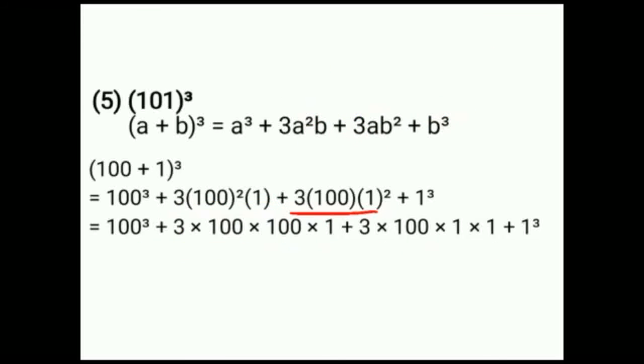Now we will solve 3AB square. 3 into 100 is 300. 300 ones are 300. Then cube of 1 is, answer is 1. 1 ones are 1.